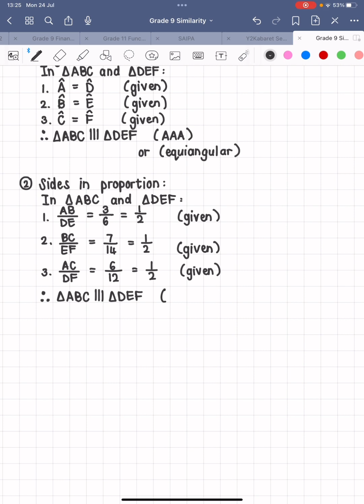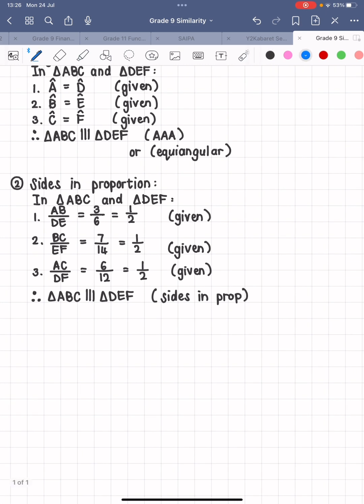Now our reason is going to be sides in prop. Okay, you don't have to write proportion out. You are allowed to just write sides in prop. But for this, you can't write angle, angle, angle. Okay, if you've shown that all 3 pairs of angles are equal, you're going to write angle, angle, angle. If you've done this sides in proportion thing, you're going to write sides in prop.